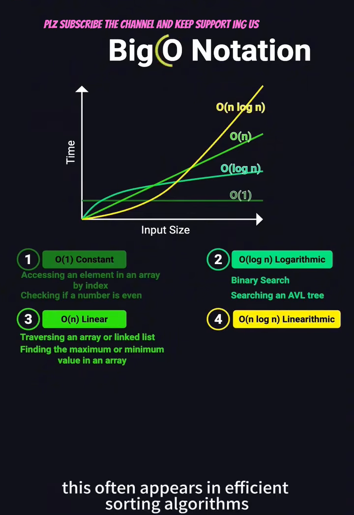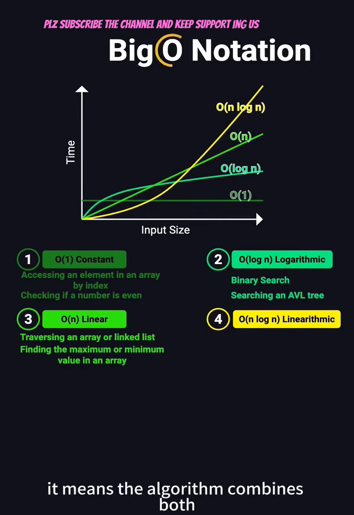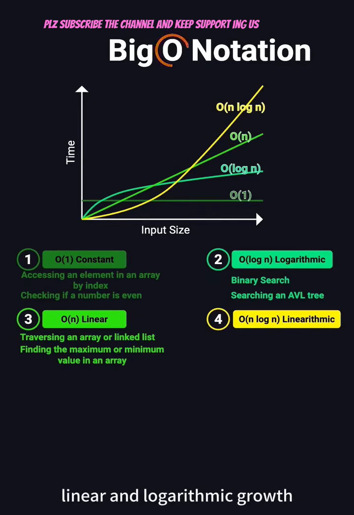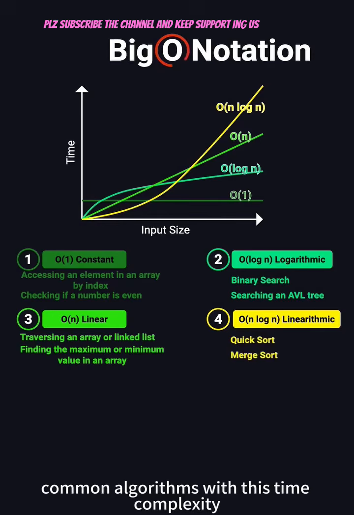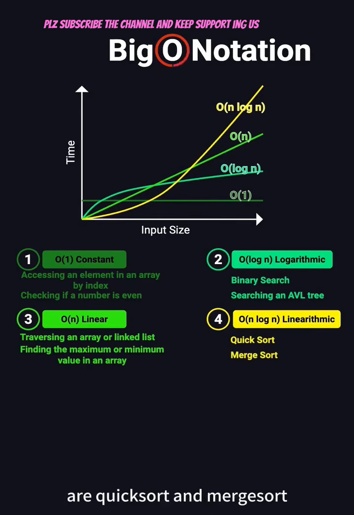The fourth one is O(n log n), also known as linear logarithmic time complexity. This often appears in efficient sorting algorithms. It means the algorithm combines both linear and logarithmic growth. Common algorithms with this time complexity are quicksort and mergesort.